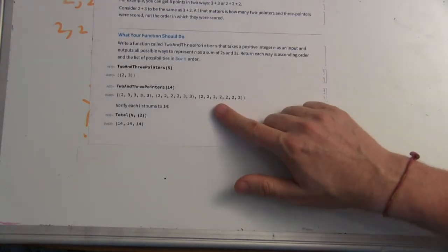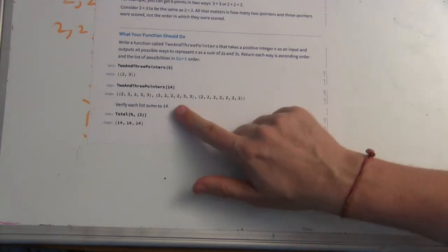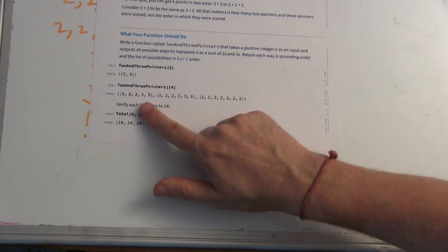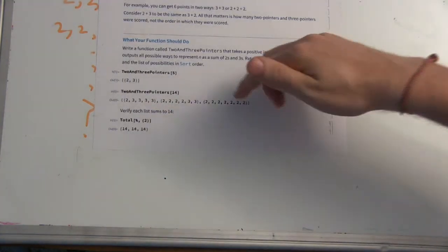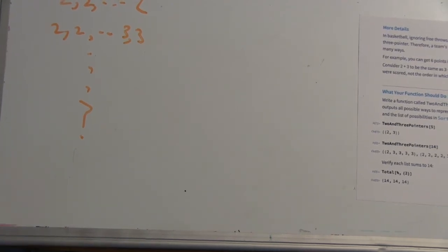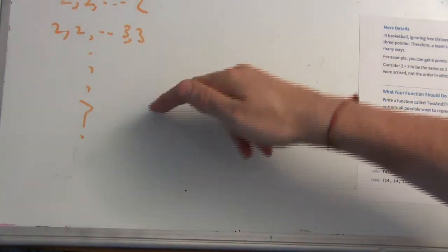So we can see that with the 14. The first one is 7 2s, and then 4 2s and 2 3s, and then 1 2 and 2 3s. So each time down this list, we're taking away 3 2s and adding 2 3s. Okay, and then so what was the answer to this question? How long was the list?